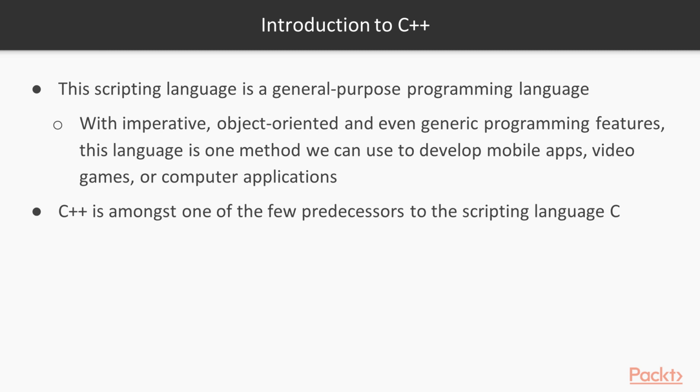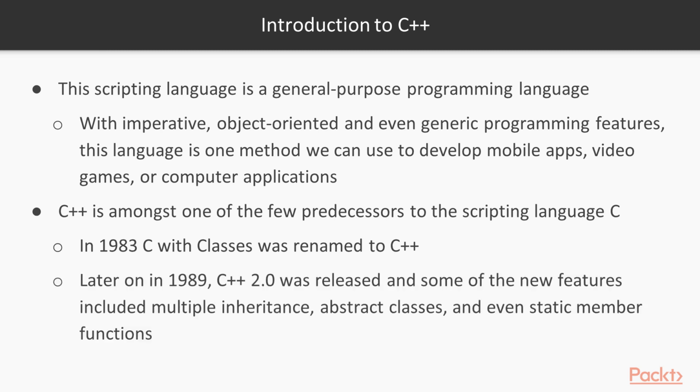C++ is amongst one of the few predecessors to the language C. In 1983, C with classes was renamed to C++. And then later on in 1989, C++ 2.0 was released, and some of the new features include multiple inheritance, abstract classes, and even static member functions.